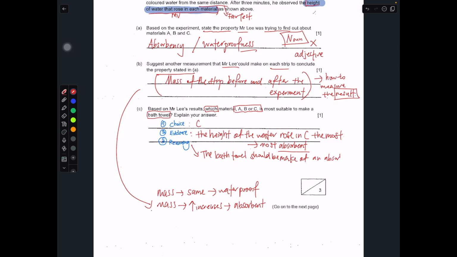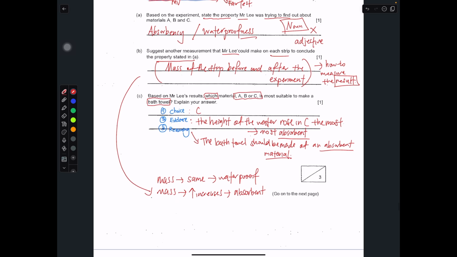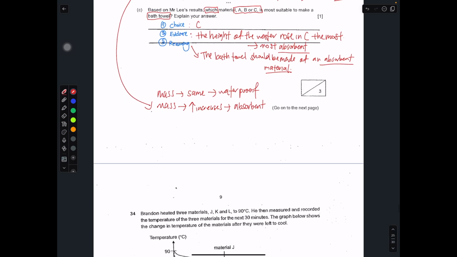Absorbent material should be made of an absorbent material. So this is actually how you can apply this to answer this question.